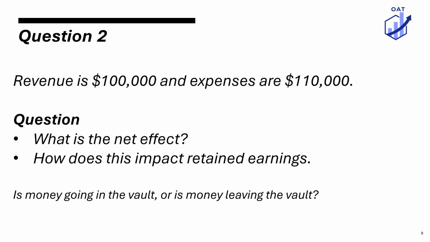Question number 2. Revenue is $100,000 and expenses are $110,000. What is the net effect? How does this impact retained earnings? Is money going in the vault or is money leaving the vault?